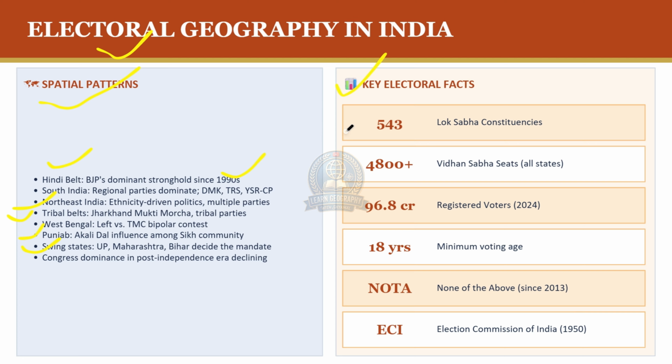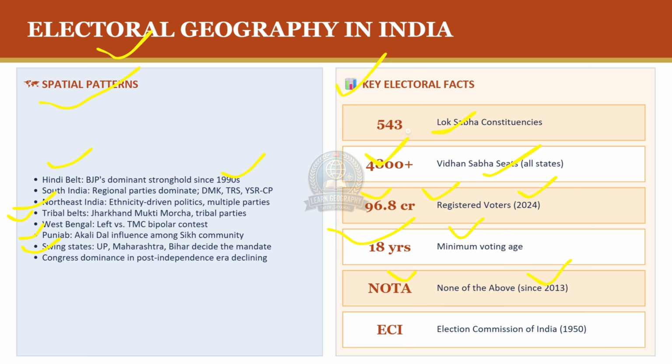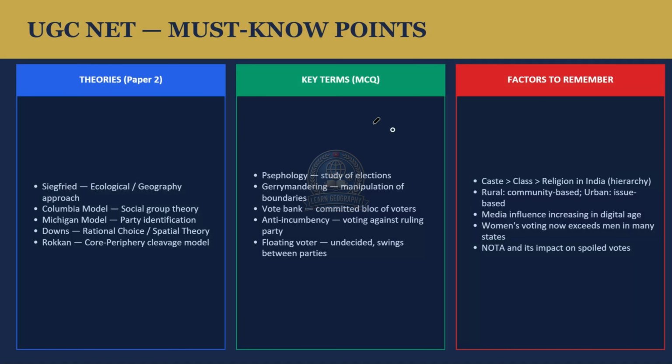Key electoral facts: 543 Lok Sabha constituencies, 4,000 plus Vidhan Sabha seats in all states. 96.8 crore registered voters according to 2024. 18 years minimum voting age. NOTA, none of the above, since 2013. ECI, Election Commission of India, established 1950.